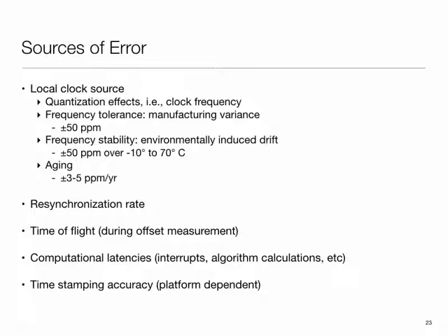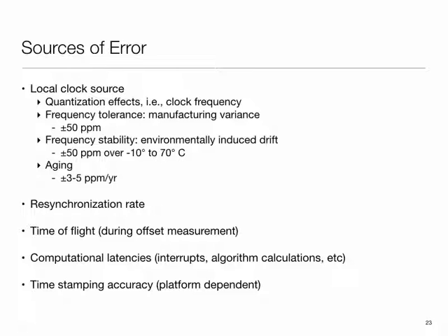For example, let's say we exchange some message, but if it takes me an hour to process and figure out what your clock offset was, by the time I'm done computing, that knowledge is obsolete anyway. So these delays begin to matter. The delay in actual communication, the delay in computing, interrupts propagating up to your computation, things like that. And then finally, time stamping accuracy.